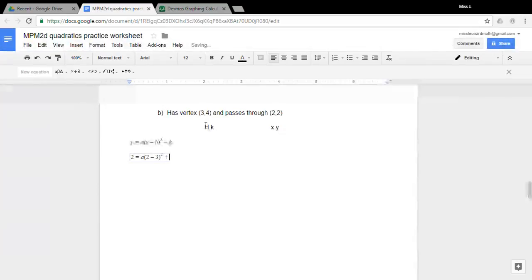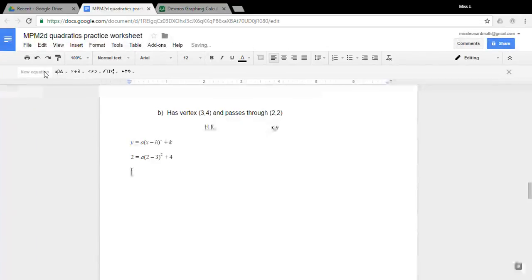And then plus k, so plus the y of your vertex. All right, so to solve this, we have to be very careful. The stuff in the bracket is multiplying to a. However, a is not being squared. So usually when we're solving, we want to do backwards BEDMAS. So I'm just going to get rid of this 4 first.